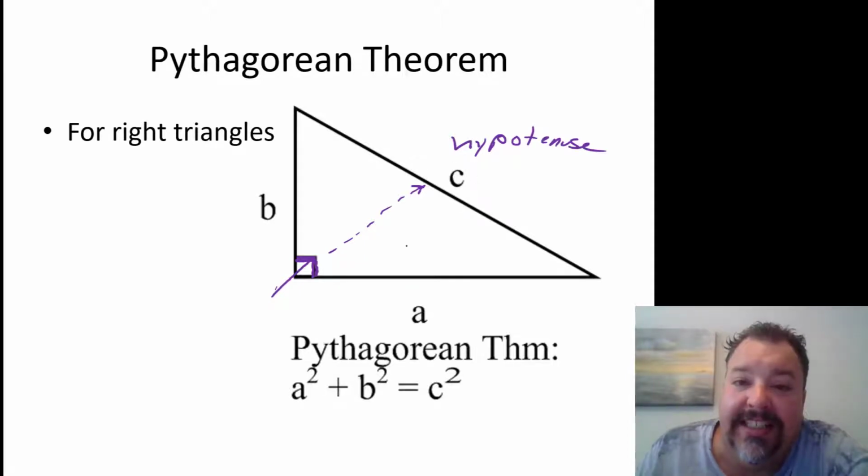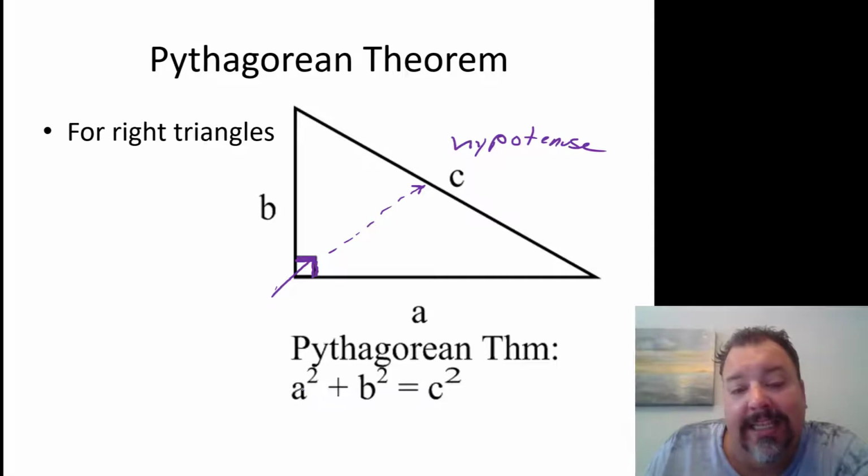And we're going to label that C. So when we have the Pythagorean theorem, it says that a squared plus b squared equals c squared. You've probably seen this formula before. It's pretty famous.